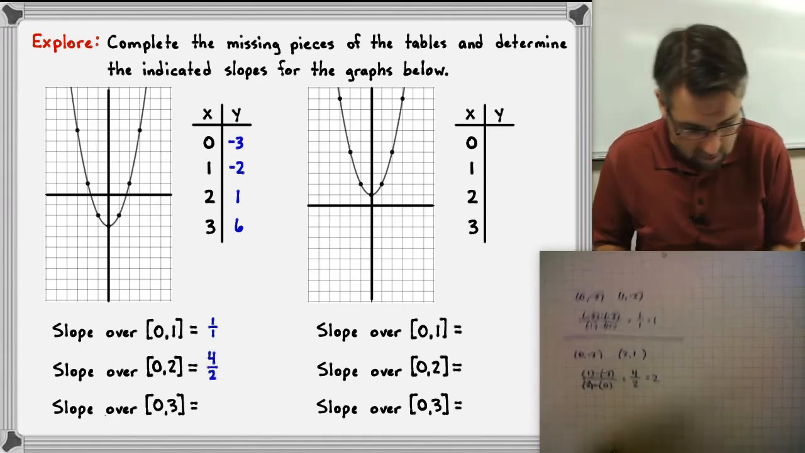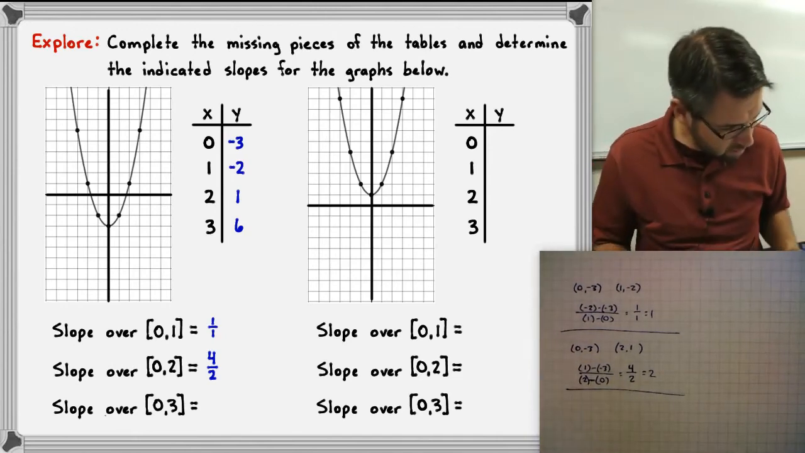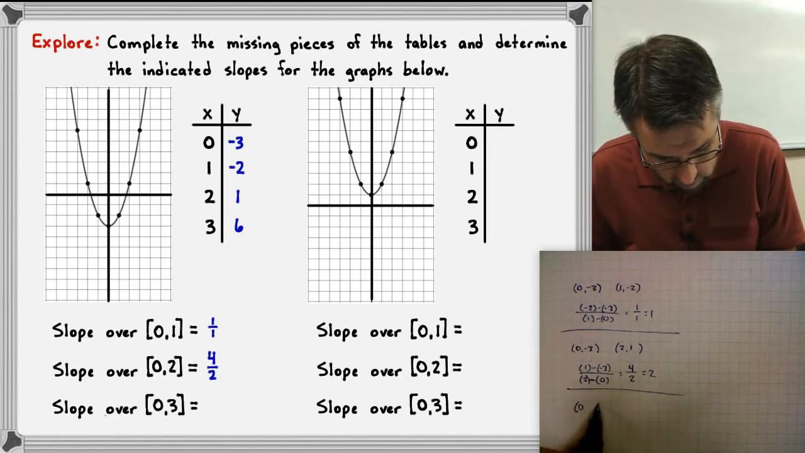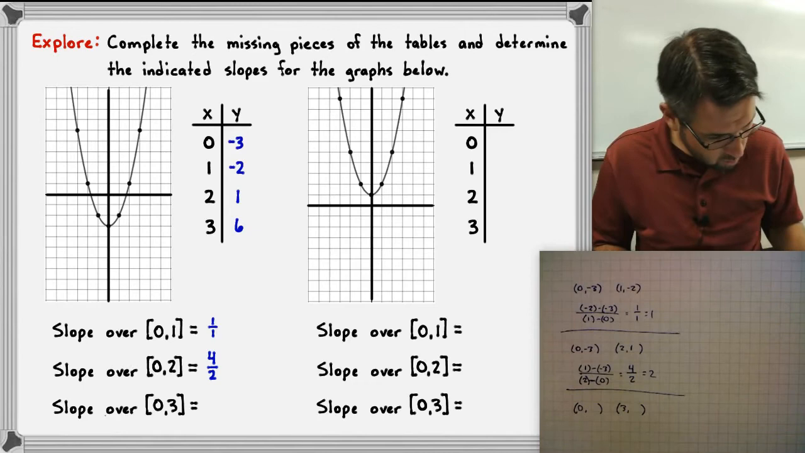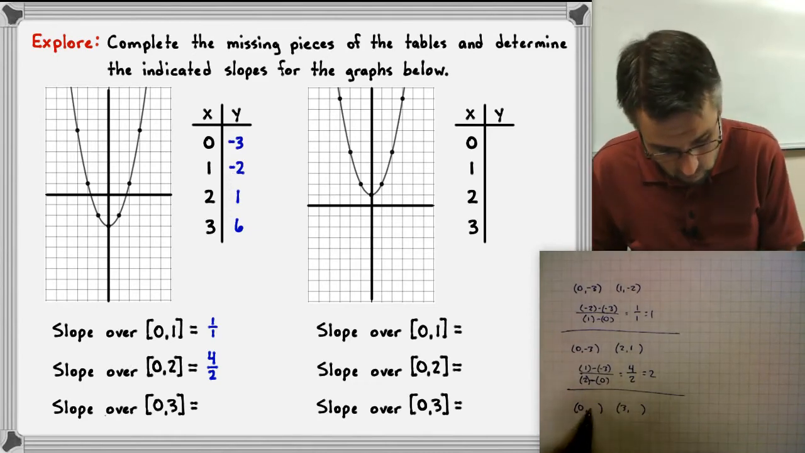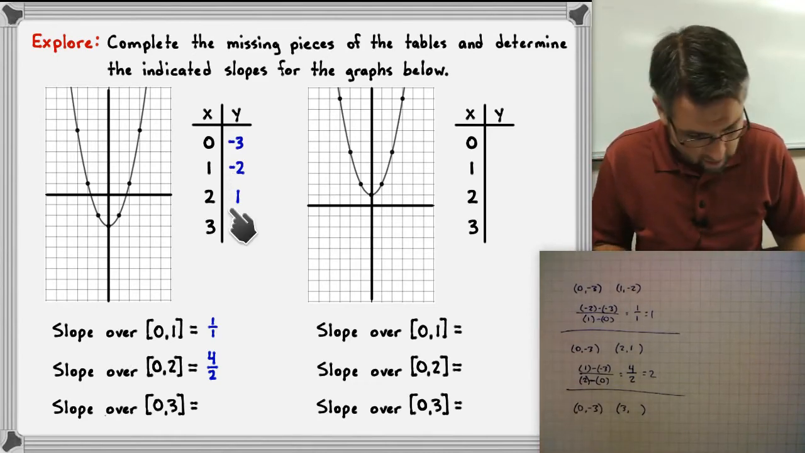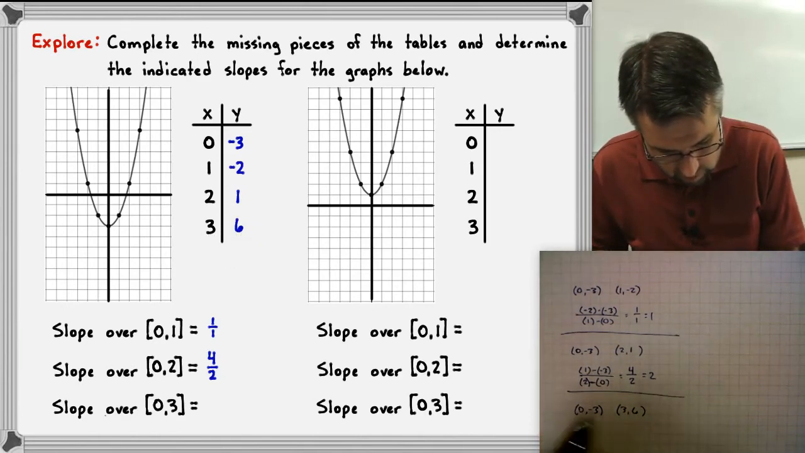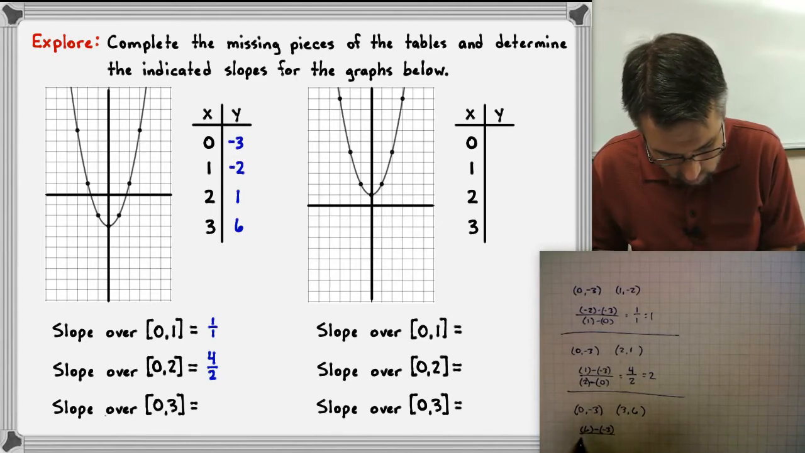Okay. For the last one, we're looking for the average slope from 0 to 3. So 0 and 3 are my x values. Let's go ahead and find the y values. The y value is -3 for when x is 0. And the y value for x equals 3 is 6. So we find the slopes there. That'd be 6 minus -3 over 3 minus 0.